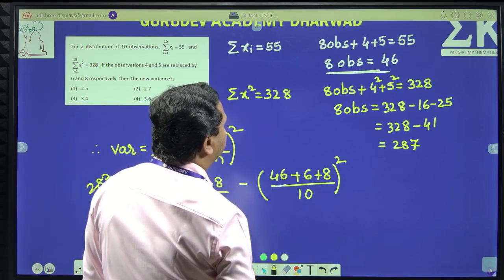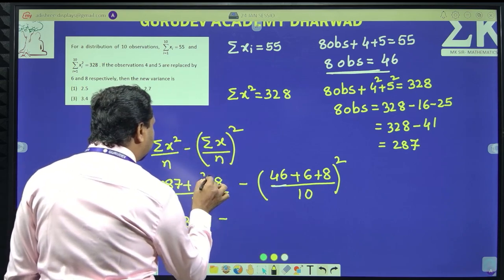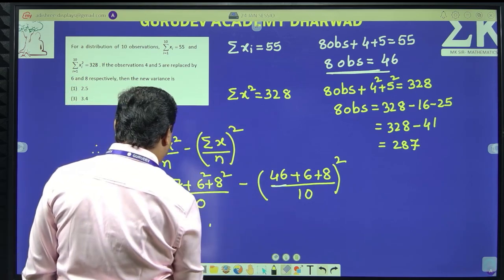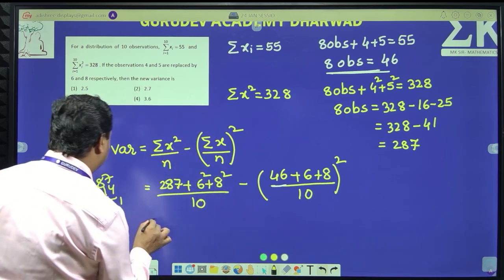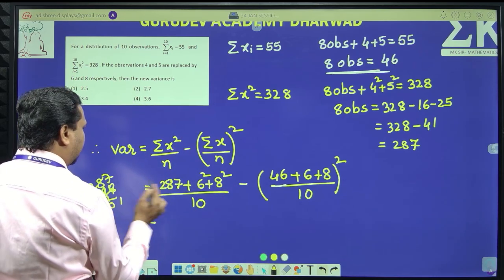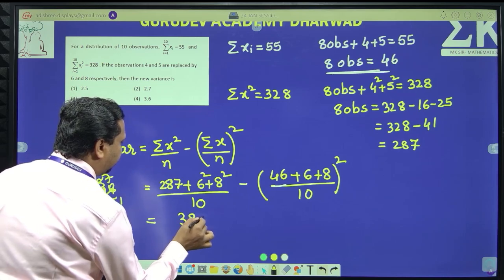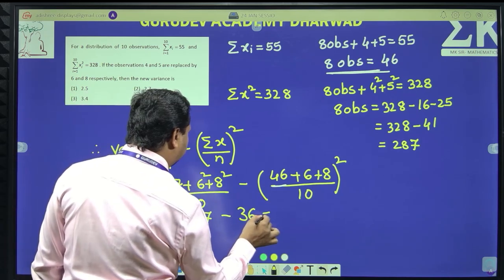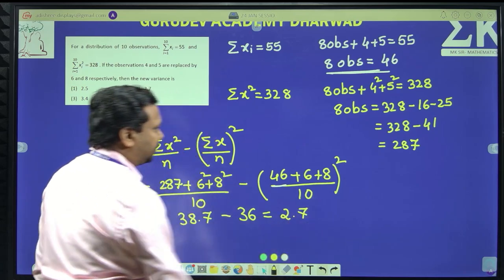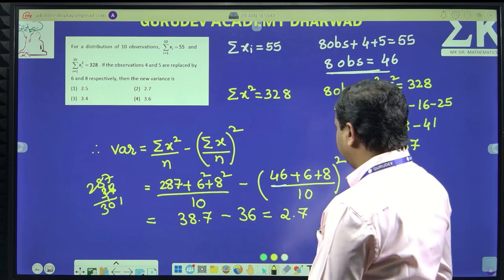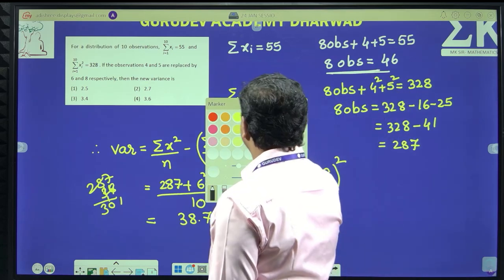Here I have to add 6 square and 8 square because this is the summation of x square, right? So it will become 36 plus 64, that is 100, and 287 plus 100 gives 387. 387 means 38.7. This is 6 square, and 6 square is 36. What is the difference? 2.7. Yes, please observe 2.7.